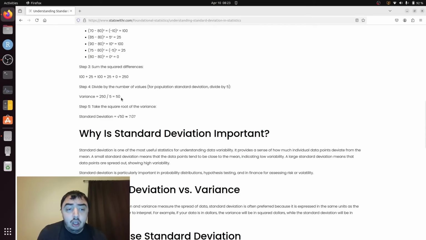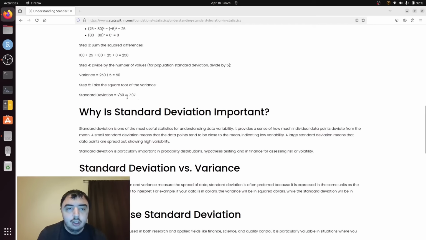Divide by n, or n minus 1. This is n for the population, but it would be n minus 1, or 4, for the sample. And then the very last step that makes the variance a standard deviation: you take the square root of the variance. So the square root of this number, 50, is 7.07. This is a more intuitive way to think about the spread of the data. We expect about 95% of the data to fall within plus or minus 2 standard deviations. So 14.